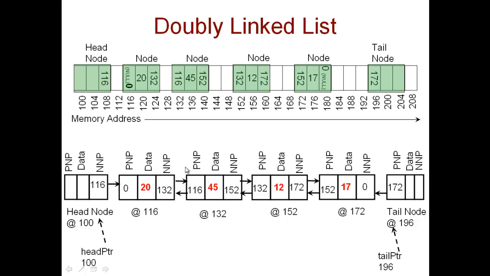So the next node pointer stores the address of the next data node further down in the list, and the previous node pointer stores the address of the data node that is previous to this node. Okay, so let us look at this example here.